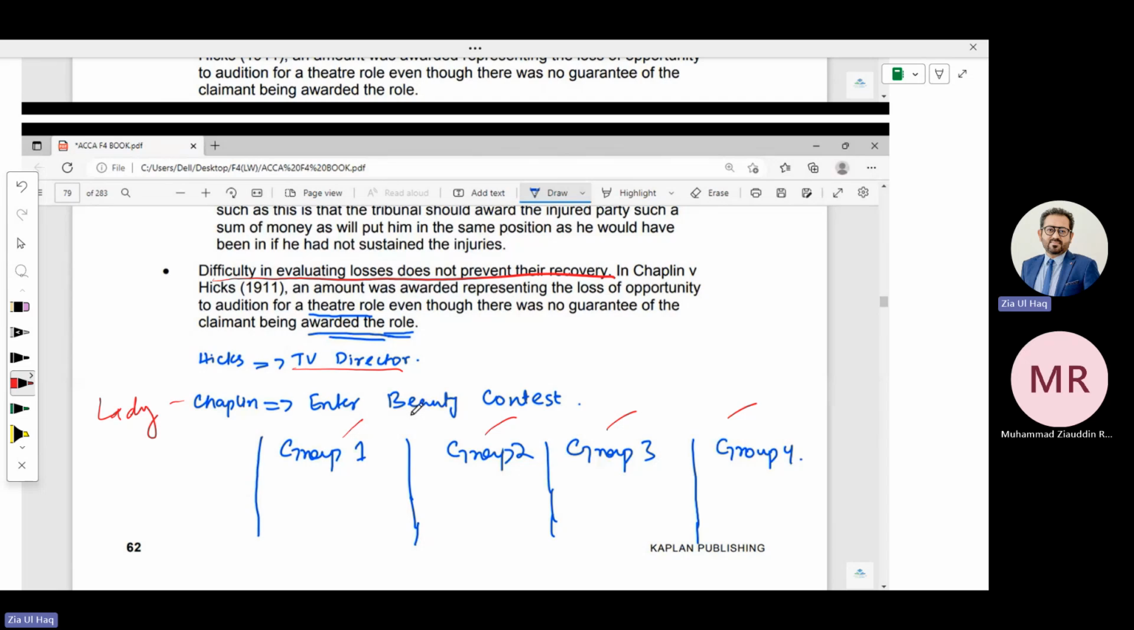In group two, there were other ladies who were posting their pictures. In group three, there were other ladies who were posting their pictures. In group four, there were other ladies. And from each group, according to the views and according to the likes, he will choose one lady.